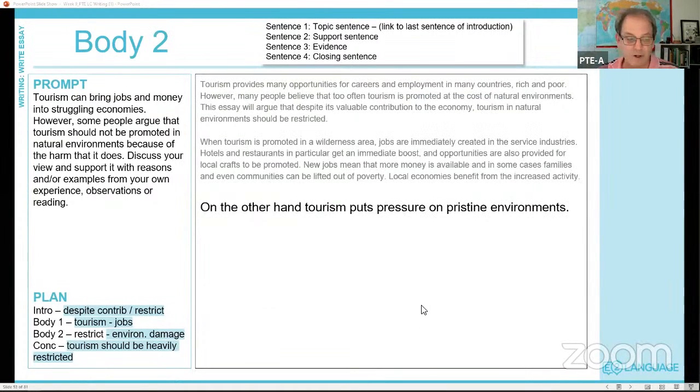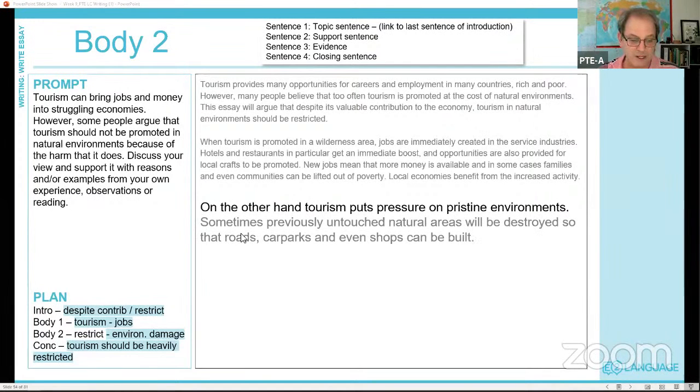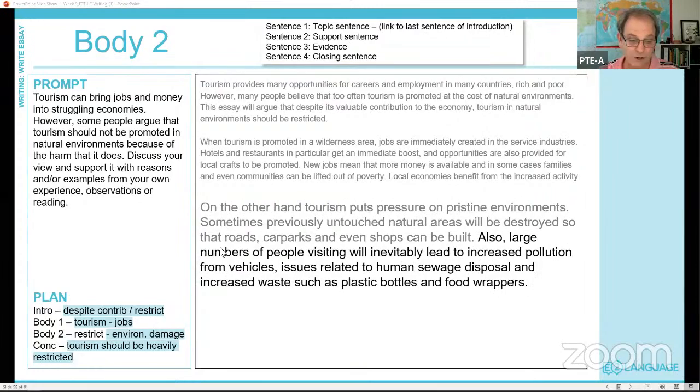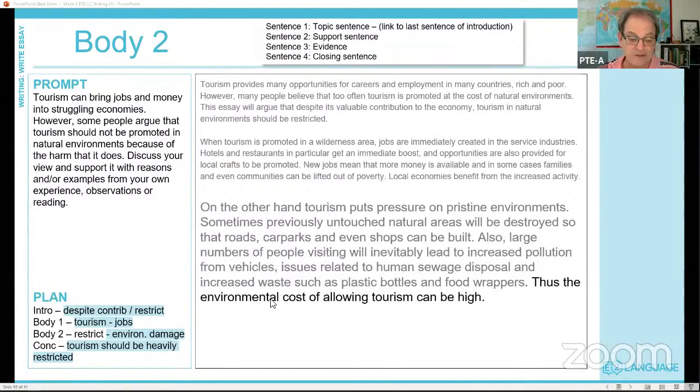Cool. Second body paragraph, read along with me. On the other hand, tourism puts pressure on pristine environments. Sometimes previously untouched natural areas will be destroyed so that roads, car parks, and even shops can be built. Also, large numbers of people visiting will inevitably lead to increased pollution from vehicles, issues related to human sewage disposal, and increased waste such as plastic bottles and food wrappers. So there are examples. Thus, the environmental cost of allowing tourism can be high.